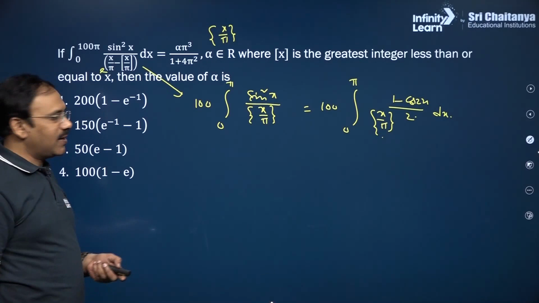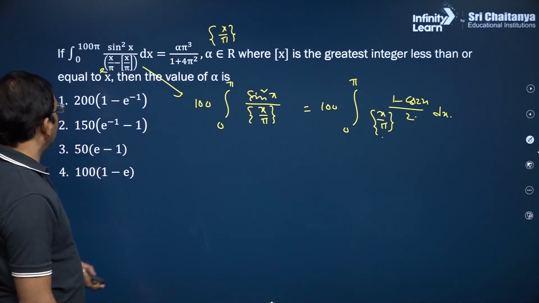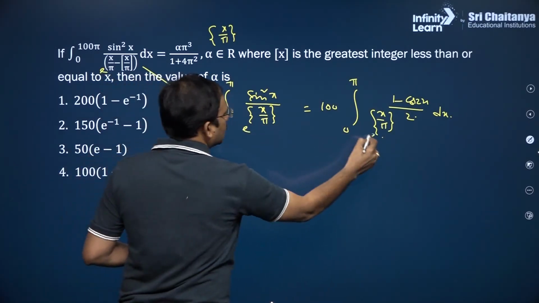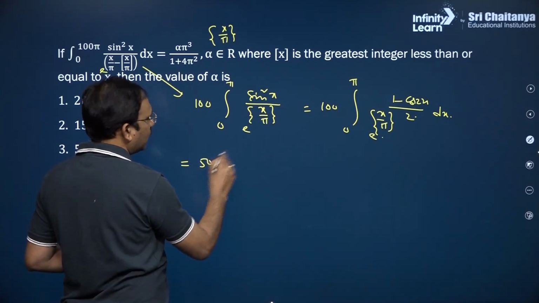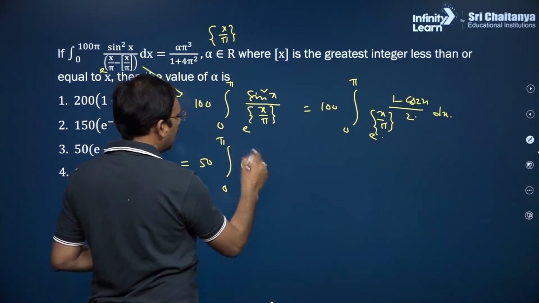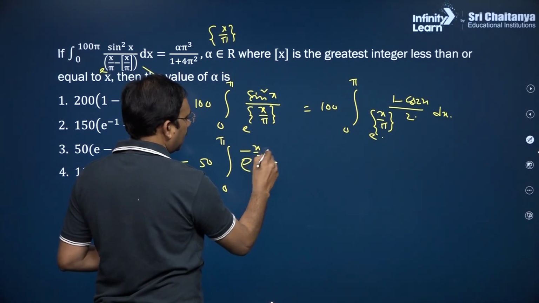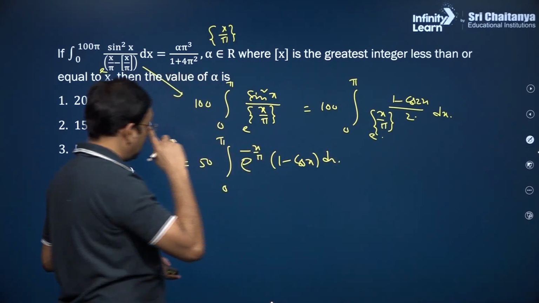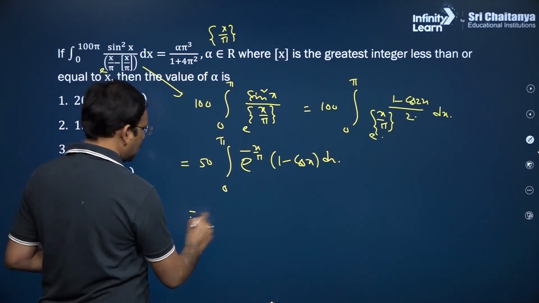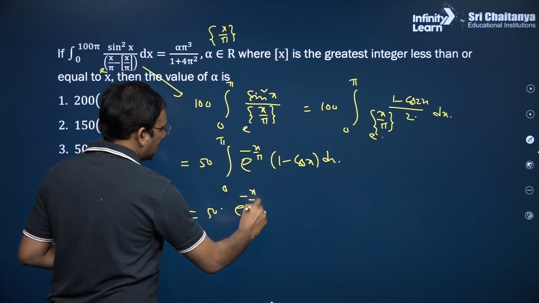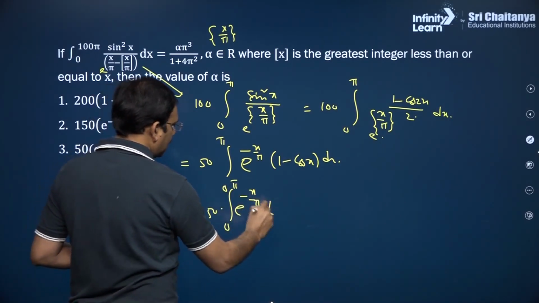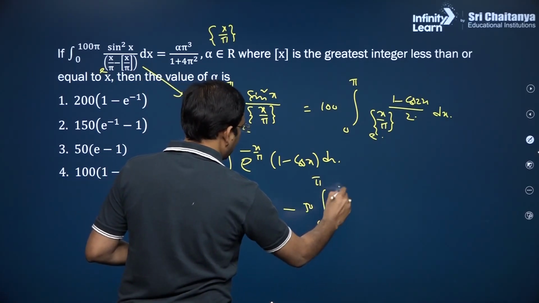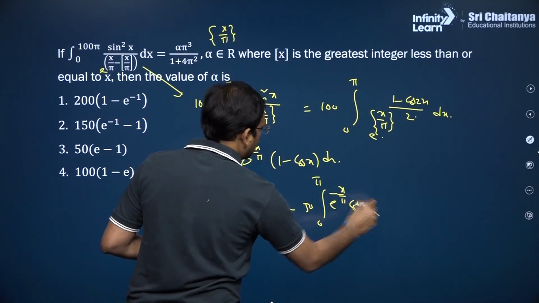I guess there must be an e, my dear friends, otherwise you won't get e power. I think e is missing here in the printing, so it would be e power. So this is going to be 100 by 2, which is 50, into the integral from 0 to pi of e power minus x by pi into (1 minus cos 2x) dx. So now you can do this: 50 into the integral from 0 to pi of e power minus x by pi dx, minus 50 into the integral from 0 to pi of e power minus x by pi into cos 2x dx, my dear friends.